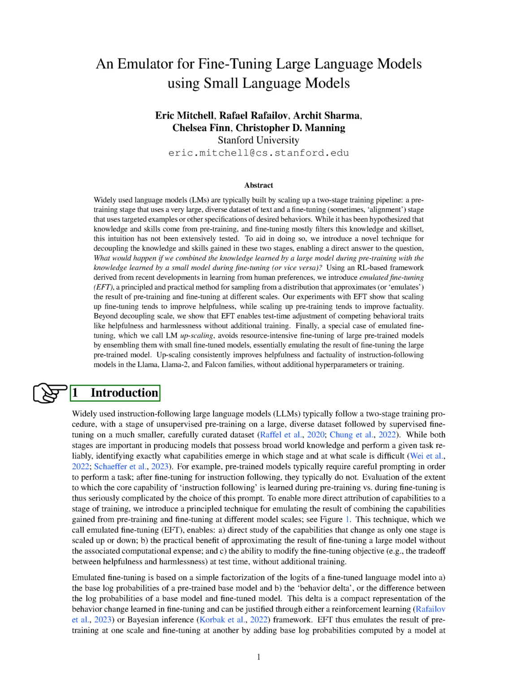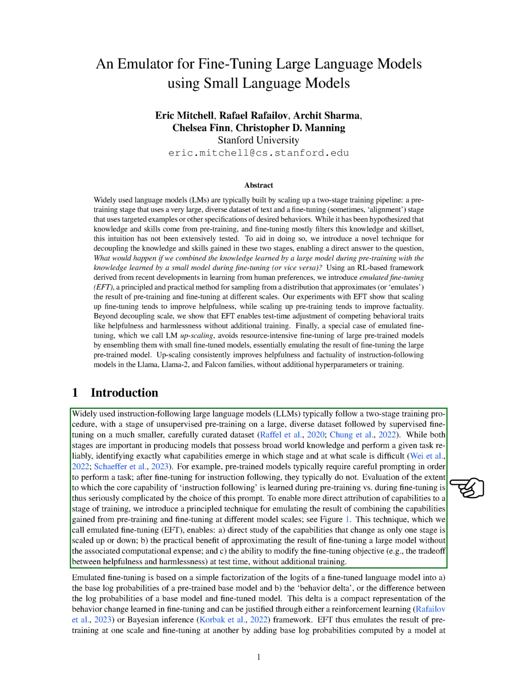Introduction. We're going to talk about large language models, LLMs, that are commonly used for following instructions. These models are usually trained in two stages. The first stage involves unsupervised pre-training on a large and diverse dataset. The second stage is supervised fine-tuning on a smaller, more specific dataset. Both stages are crucial for creating models that have a wide range of knowledge and can reliably perform tasks.